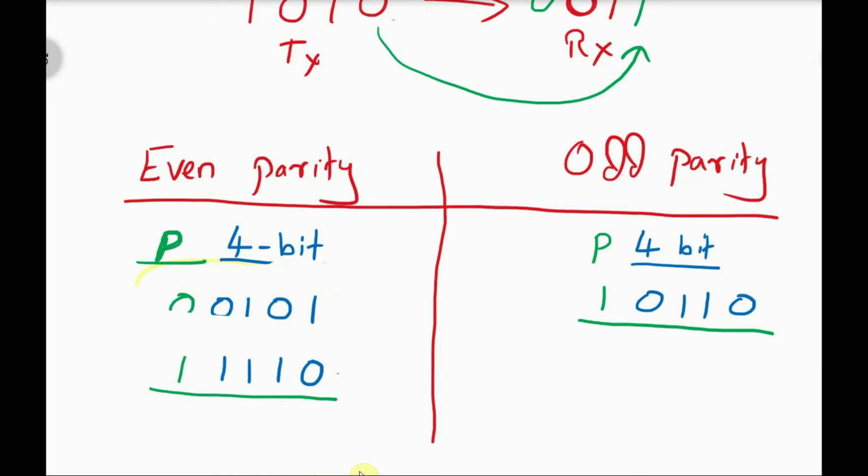I will write one more example, 0111. Now the total number of ones is 3. Already there is an odd number of ones. So we have to add parity bit 0. So now the total number of ones in this code is 3. If we add 1 here, then the total number of ones will become 4, which is even parity. So this is the case of odd parity and this is the case of even parity.